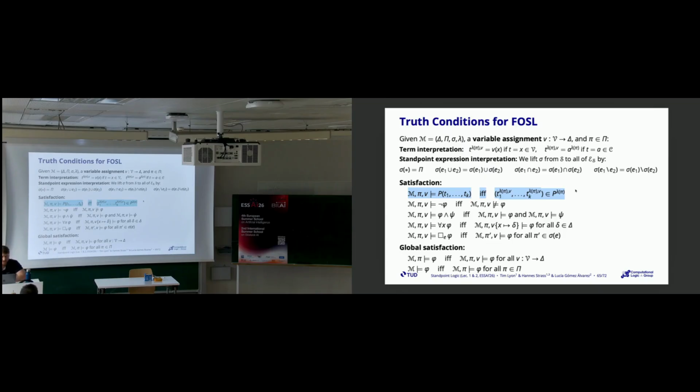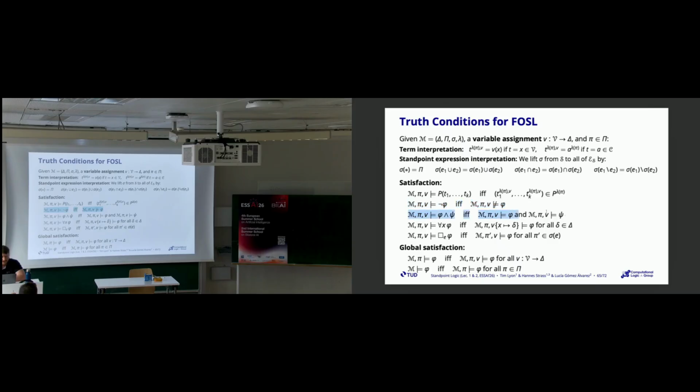over these models. As I said before, the FOSL formulae are interpreted relative to models or structures, a precisification and a given variable assignment. So an atomic formula is going to be considered true relative to m, pi, and v if and only if the interpretation of all of the terms, which could be variables or constants, gives rise to a k-tuple which actually stands in relation p according to lambda. So this is the base case of determining truth. We have that the negation of a formula is true if and only if the formula is not true relative to m, pi, and v.